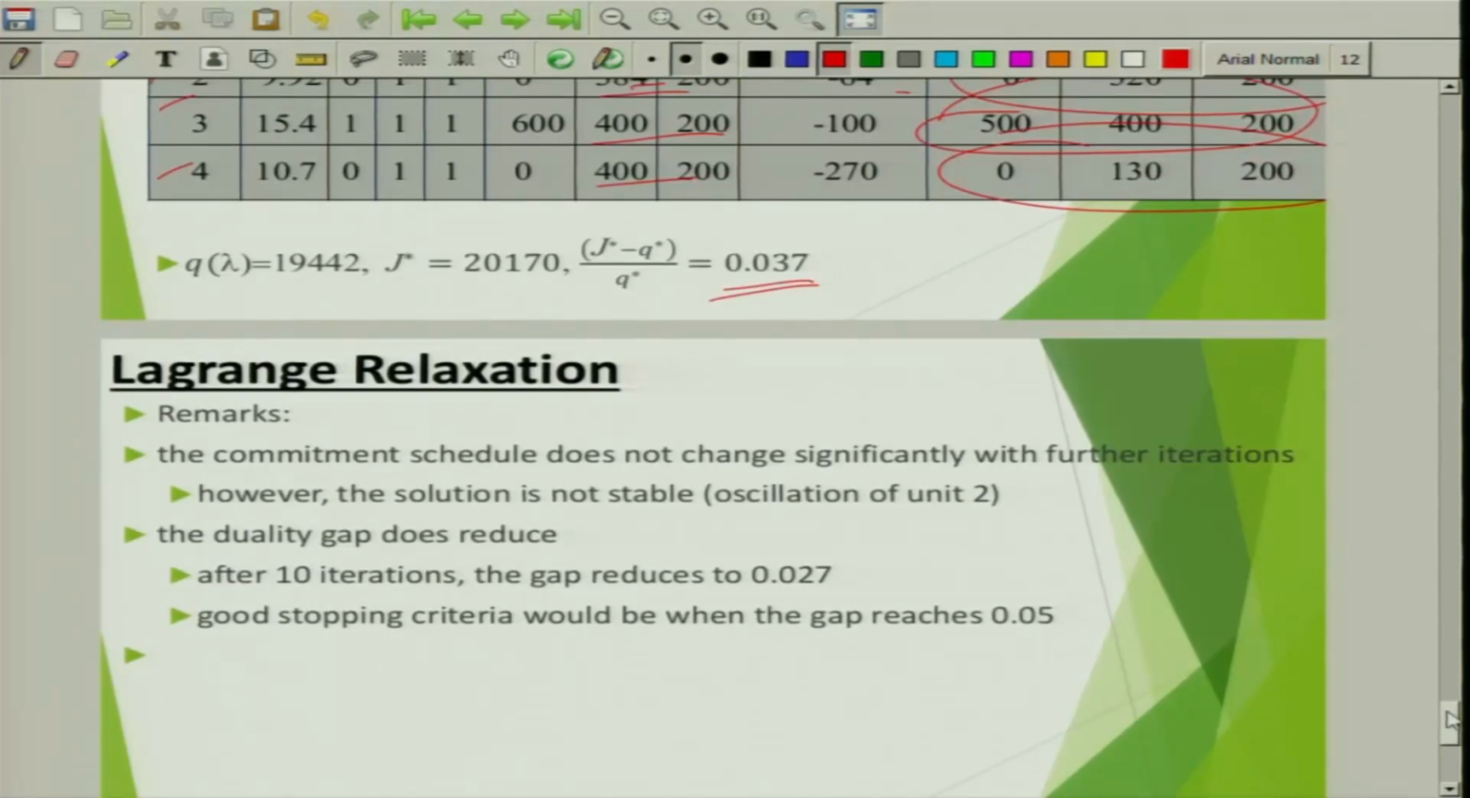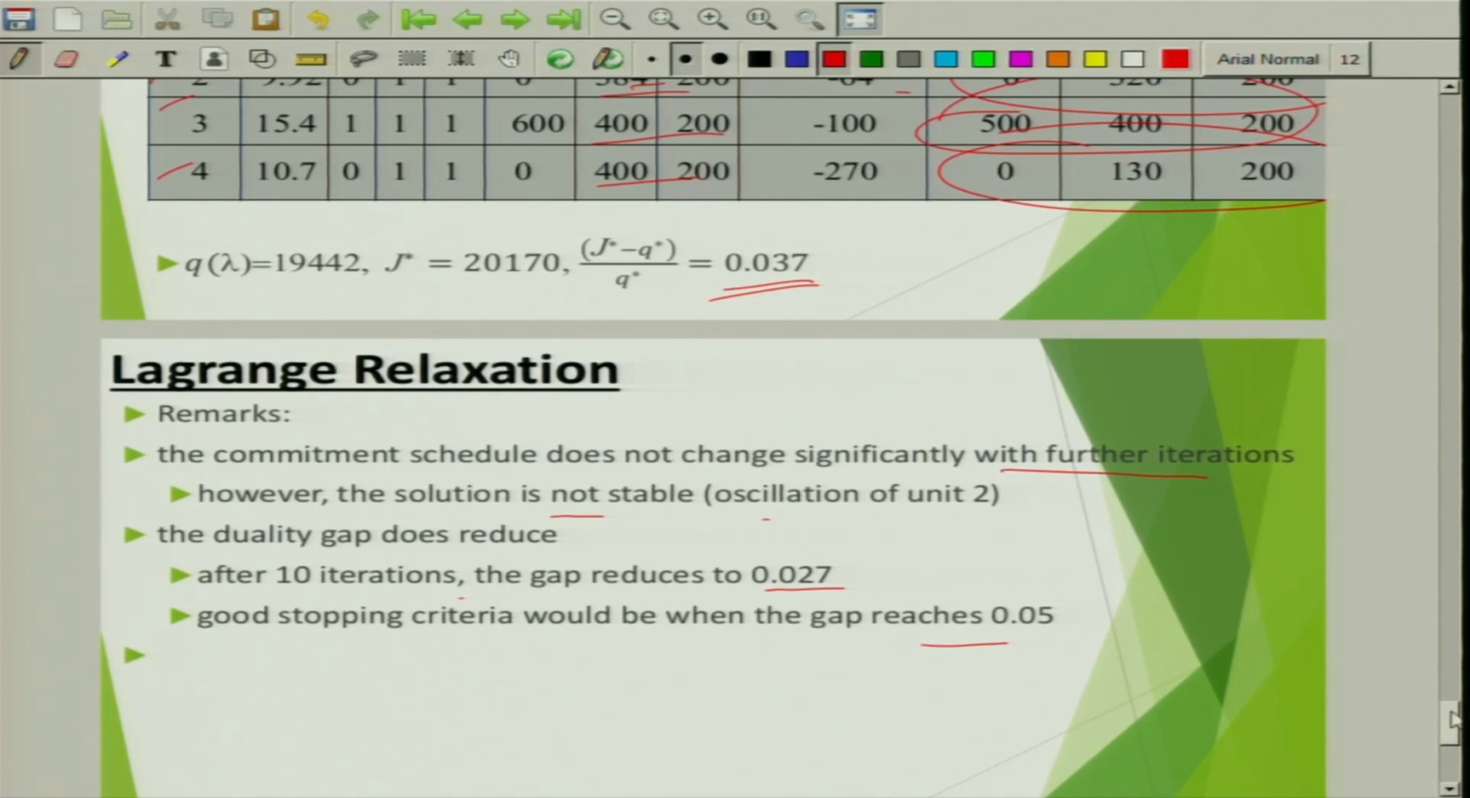So the remarks: the commitment schedule does not change significantly with further iterations. However, the solution is not stable, there could be some small oscillations of unit 2. The duality gap does reduce after 10 iterations, the gap reduces to 0.027. So a good stopping criterion would be when the gap reaches 0.05. You can consider it as small as you like, but it takes more iterations.